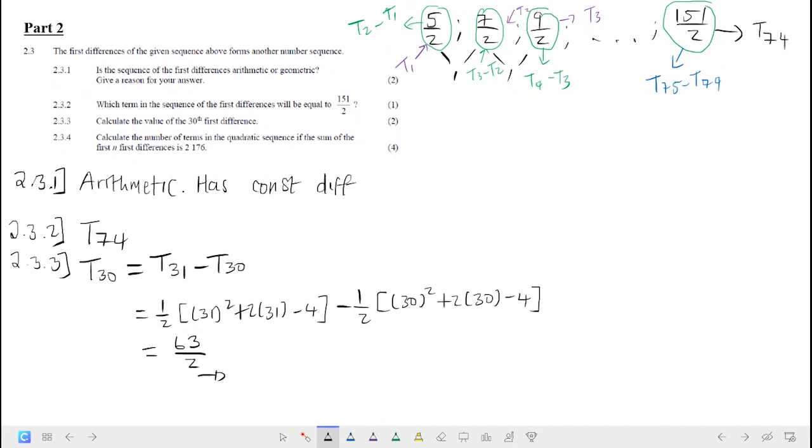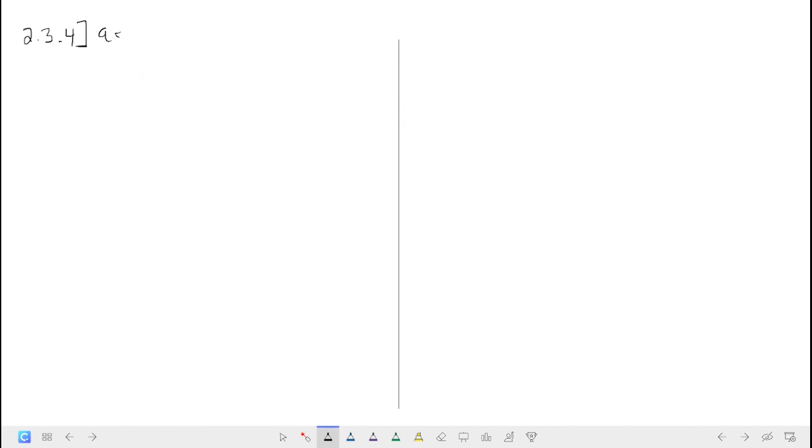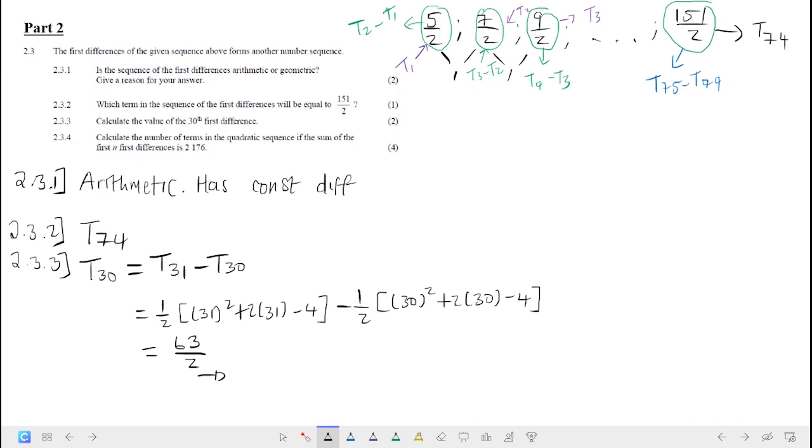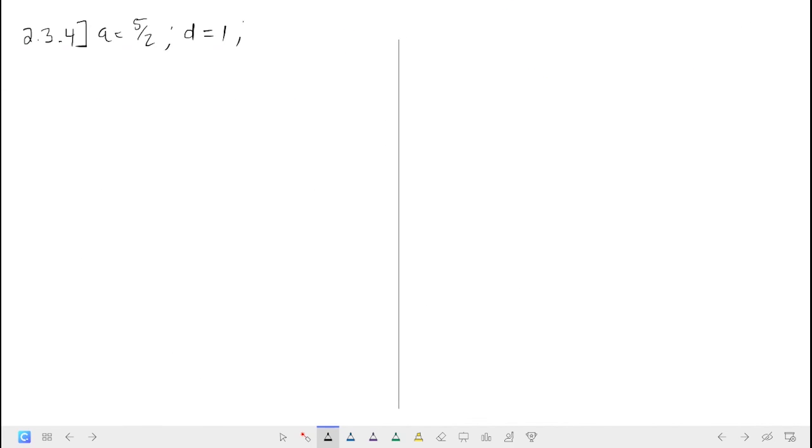In the arithmetic sequence, what do we know? We know that the first term, a, is 5 over 2. Then we know that d is going to be 1. And then we also know that Sn is 2176. We just need to find now what is n. What we're trying to do is calculate the value of n, and that value of n is going to help us to calculate the value of n in the quadratic sequence.